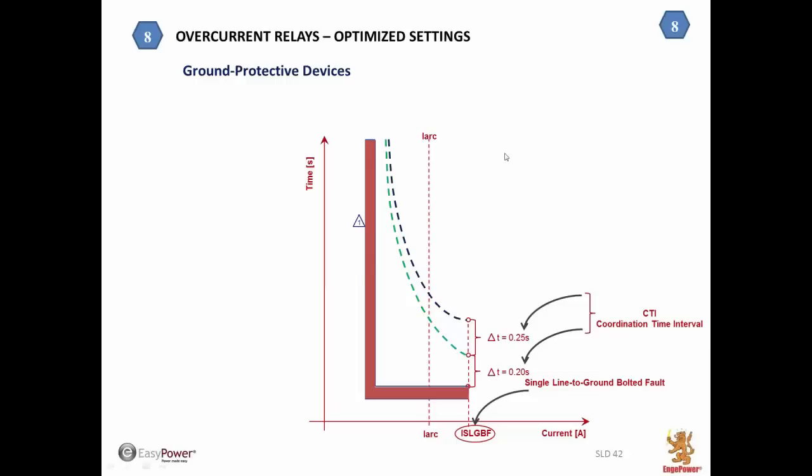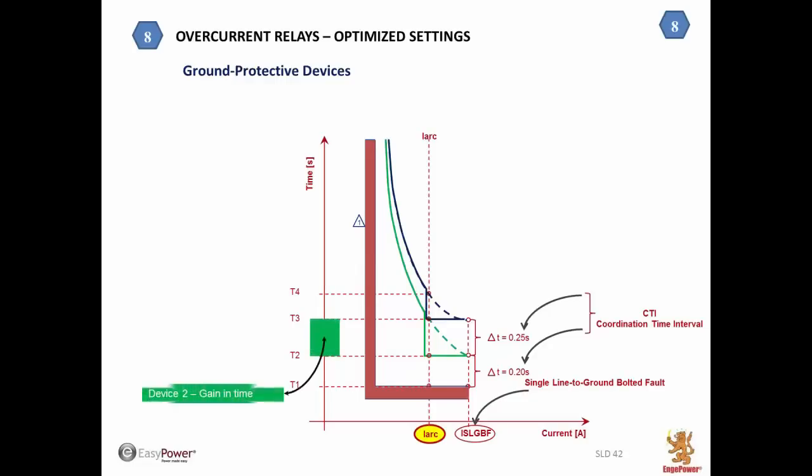Here, what we do is also set a second element below the single-phase arcing fault for the first device and for the upstream device. In the same way, we gain some time during the short circuit trip. Okay.